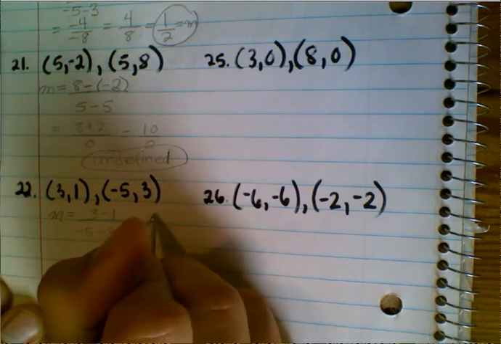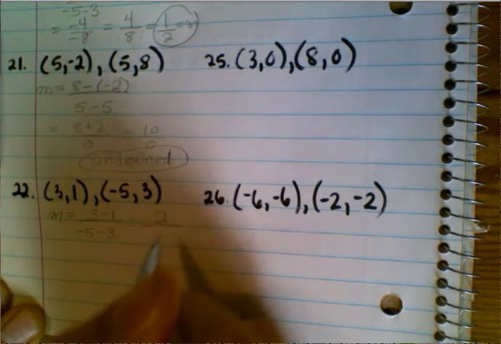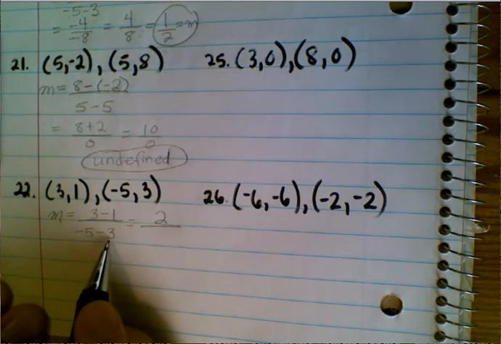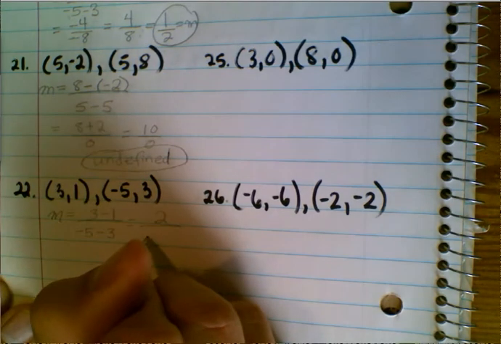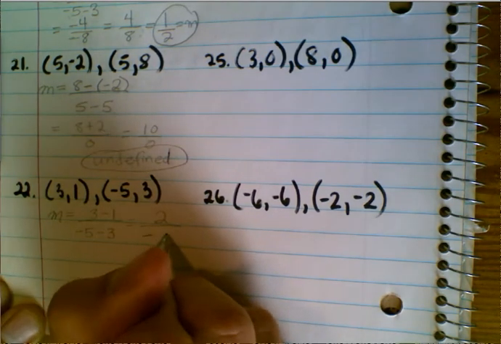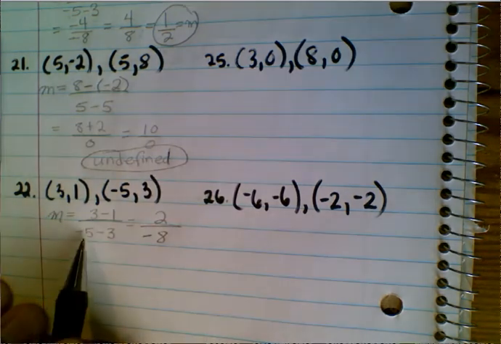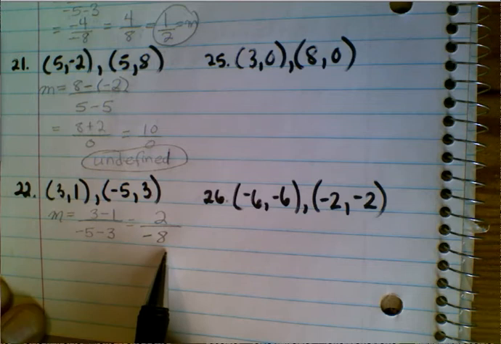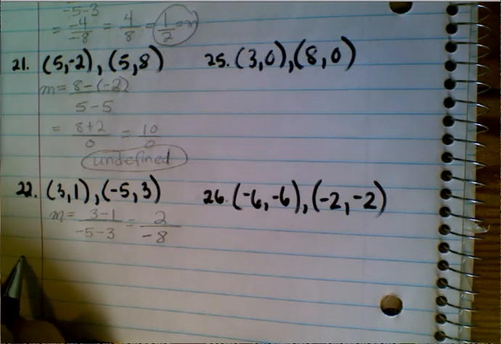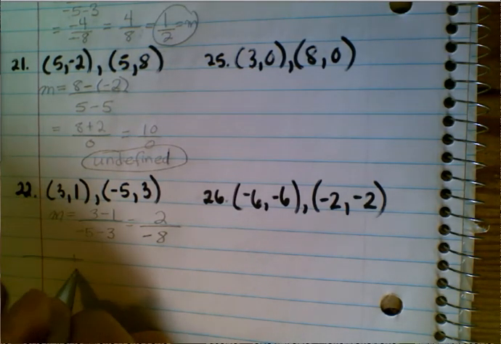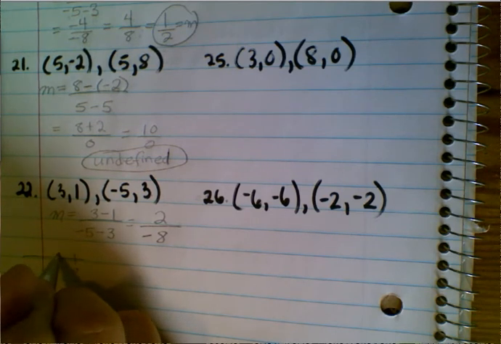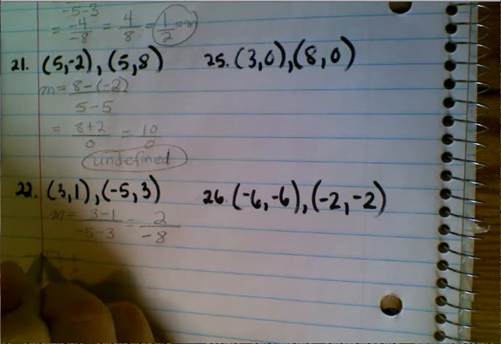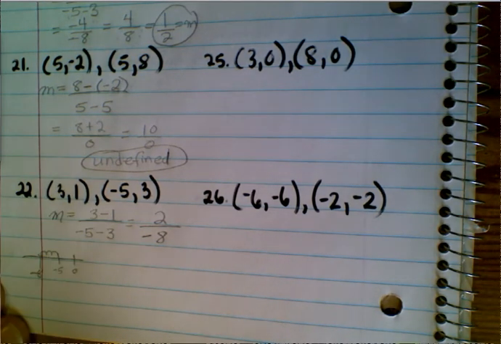3 minus 1 gives us 2. Negative 5 minus 3, remember, gives us a negative value, negative 8. Negative 5 minus 3 more, so negative 8. If you want to think about a number line, 0, negative 5's over here, and minus 3 more is going to bring us to negative 8.